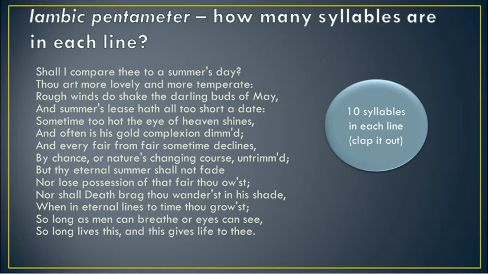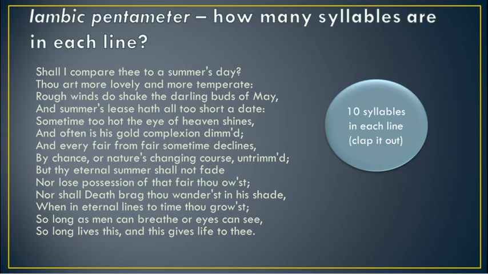If you are completely on the ball today, you might have noticed the rhyme scheme. Day, May, shines, declines, fade, shade, see, thee. Temperate and date would have rhymed as well. So it goes day, temperate, May, date, shines, dimmed, declines, trimmed, fade, ow'st, shade, grow'st, see, thee. Really important rhyme scheme, and we'll have a look at that in more detail on Friday. But the question I'm going to ask you is why Shakespeare chose to do this.